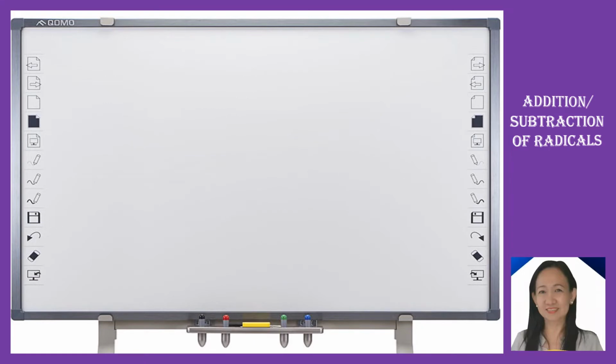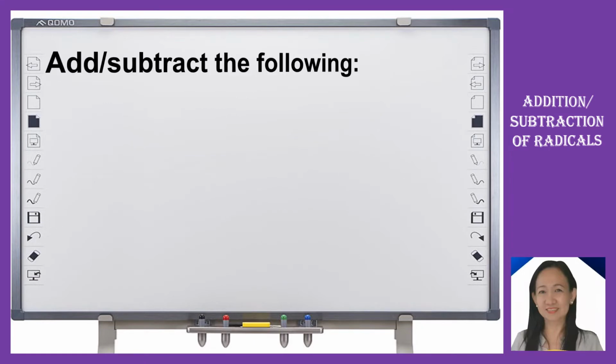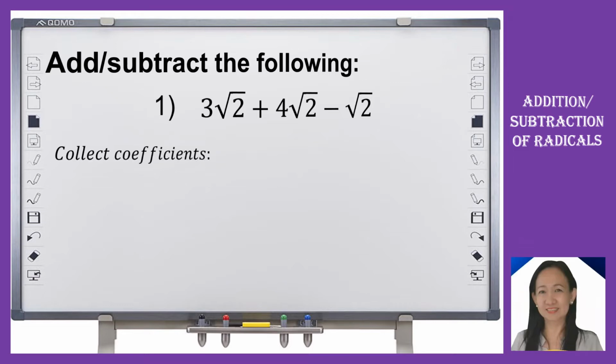Now let me show you how to add or subtract radicals using the following examples. For example 1, our given is 3 square root of 2 plus 4 square root of 2 minus square root of 2. Observe that the square root of 2 is common, so we're going to collect the coefficients. So, we have 3 plus 4 minus 1.